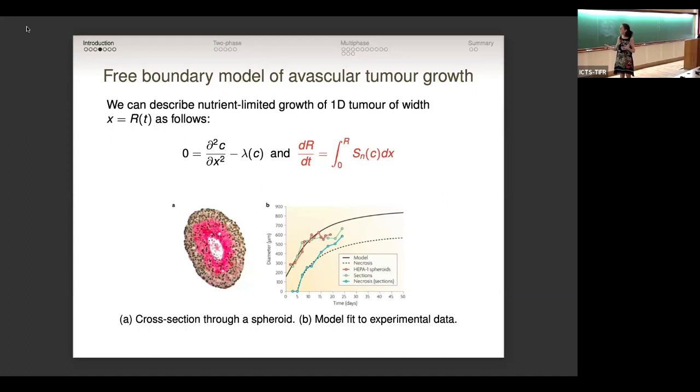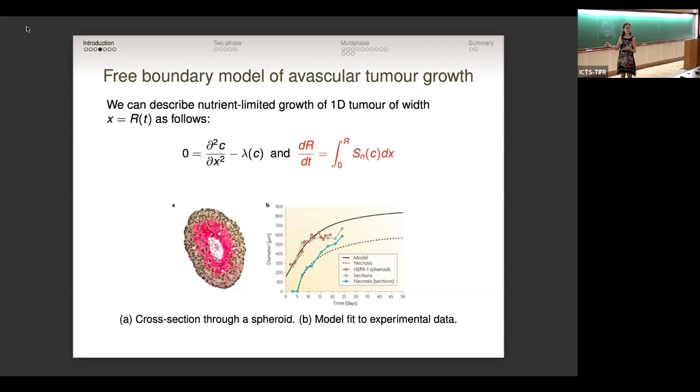So all encoded in this Sn of C, this function, this is giving you at a given location with a particular value of C, it tells you whether or not you've got net growth, so nutrients are high, or whether you've got cell death, nutrient levels are low. Okay, does that make sense? So this will range from negative values when C is low to positive values, increase in volume, C is high. So to get the total growth rate, I just integrate across the whole of the tumour mass, and that gives me the net growth rate.